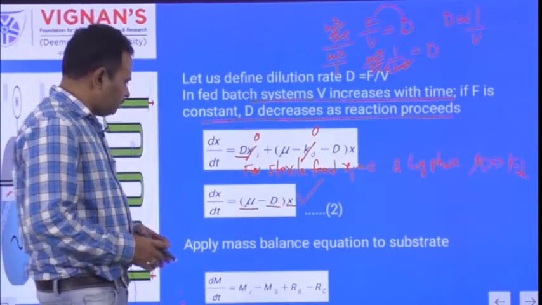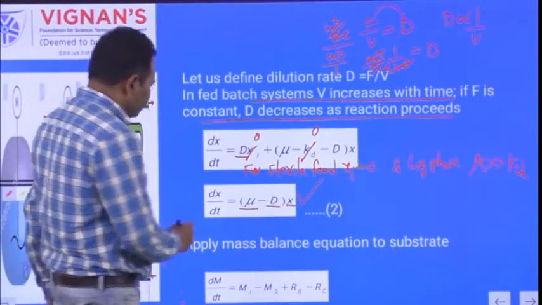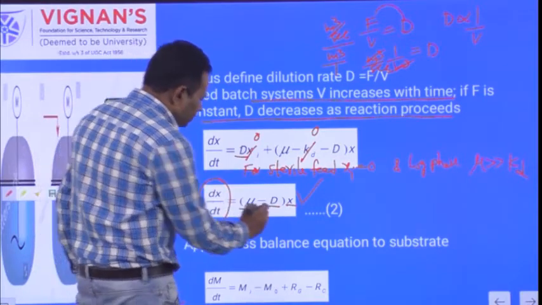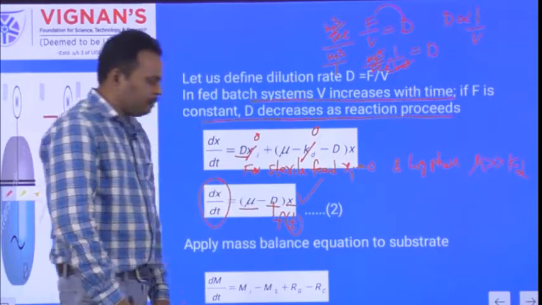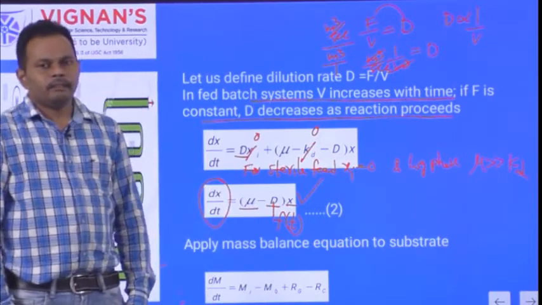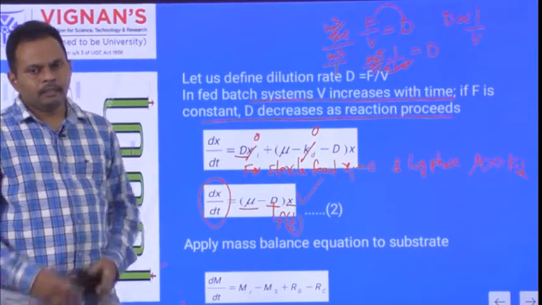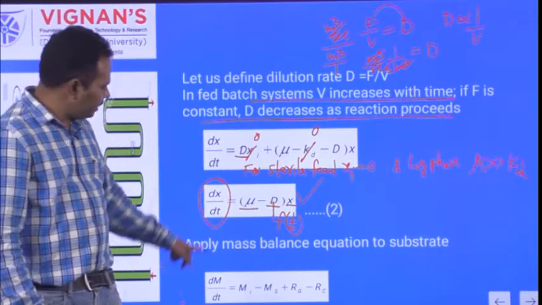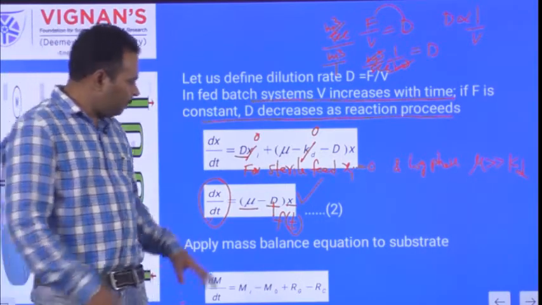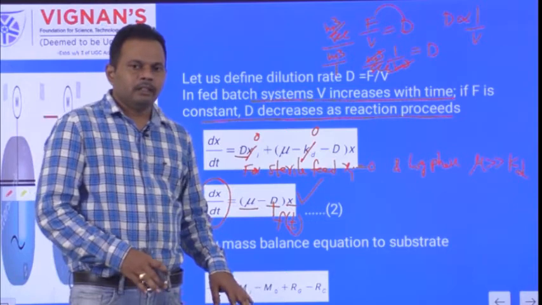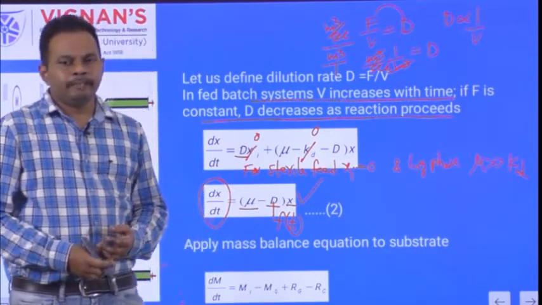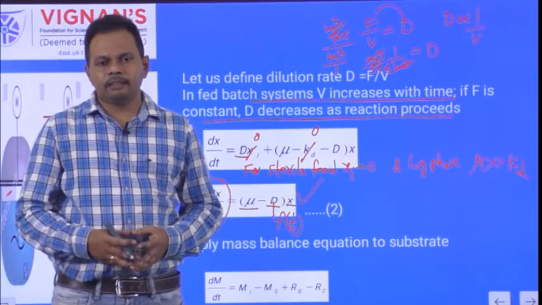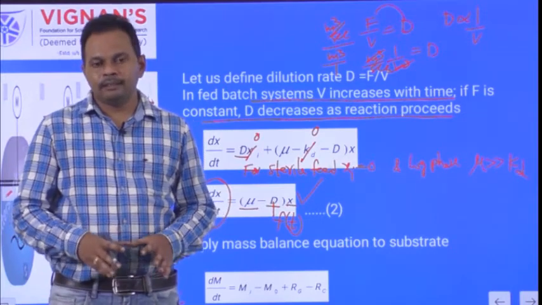And also the other thing you need to remember is on left hand side we have the time. Again, dilution rate is also a function of time. Since dilution rate is F by V, dilution rate is a function of time, and left hand side also we have the time. If you want to differentiate this equation and then integrate to obtain the fed batch time required to increase the cell concentration from x0 to xf, this is not possible.